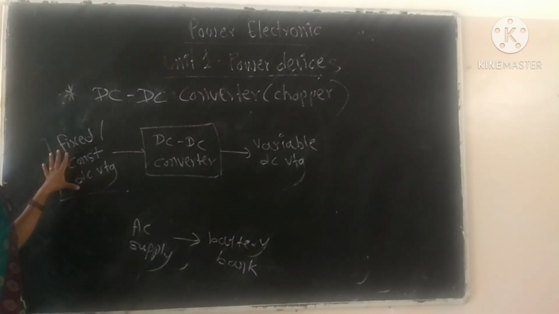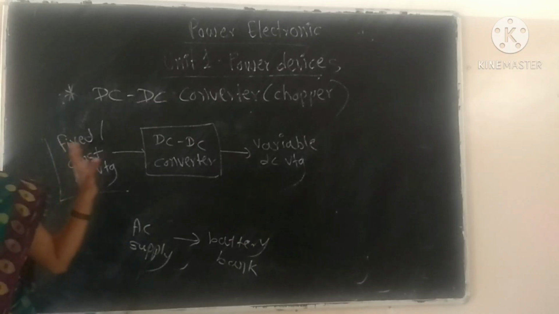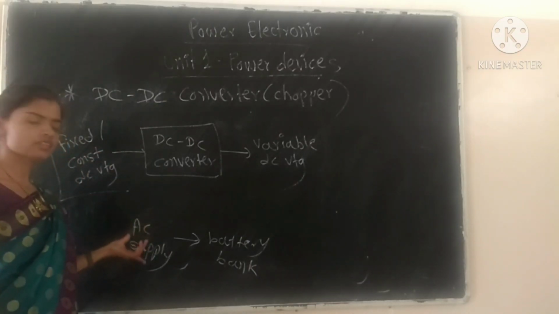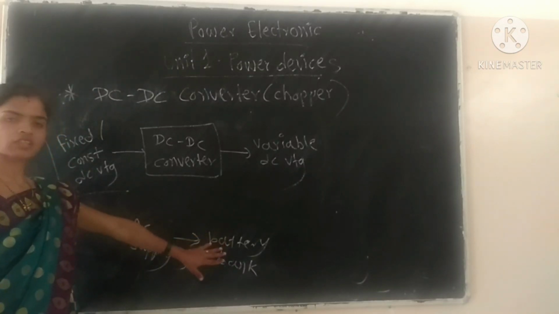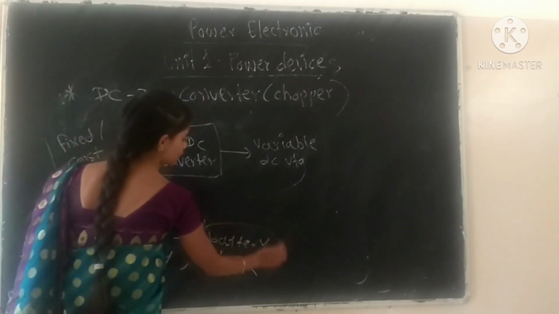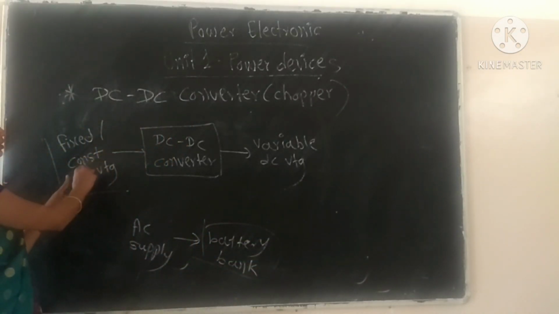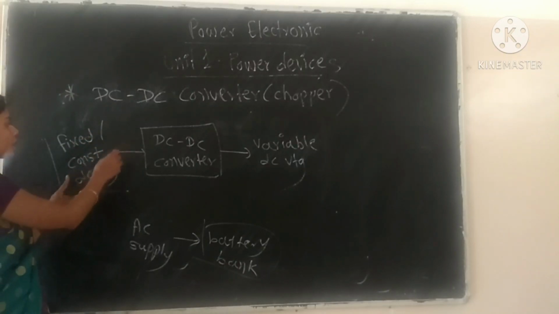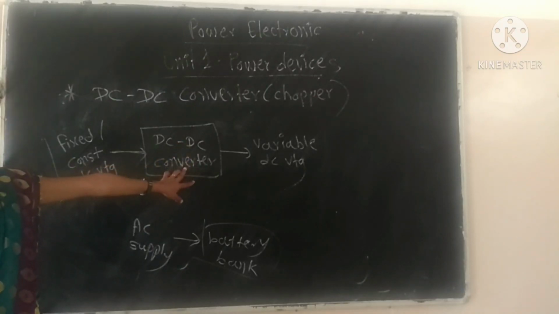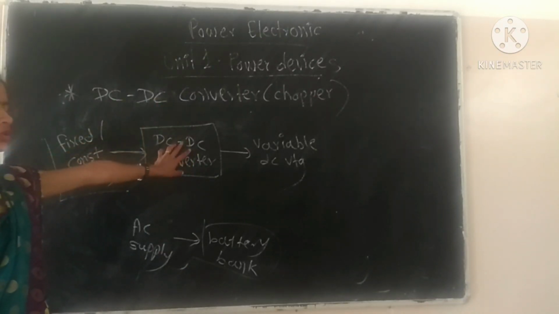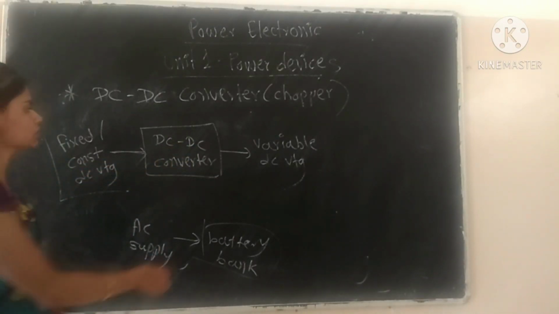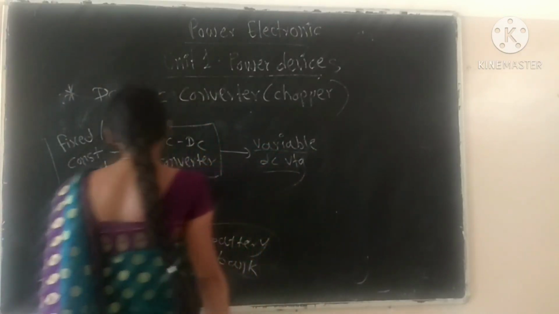This fixed DC voltage is taken from the AC supply, and the AC supply is given to the battery bank via filtering or rectifying. The output of the battery bank is a fixed DC voltage, which is given to the DC to DC converter, or chopper, or switch mode regulator, and the output of this switch mode regulator is a variable DC voltage.